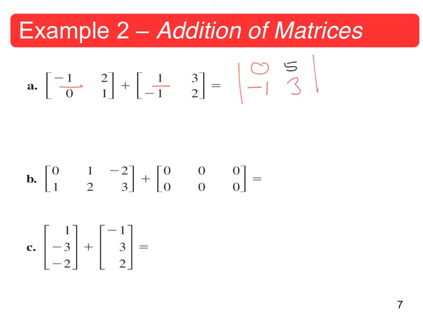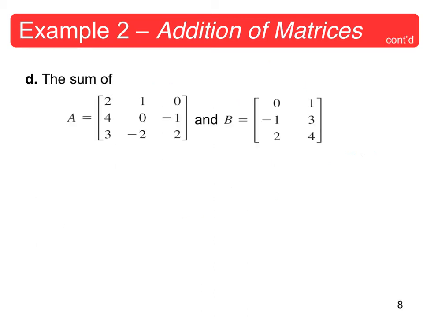So pause the video, try B and C. So the following should be your answers. Remember, we're going to match up elements that are in their corresponding rows and columns. And our following solution is 0, 1, negative 2, 1, 2, 3, because we added zeros to each of these elements. And here, 1 minus 1 is 0, negative 3 plus 3 is 0, negative 2 plus 2 is 0.